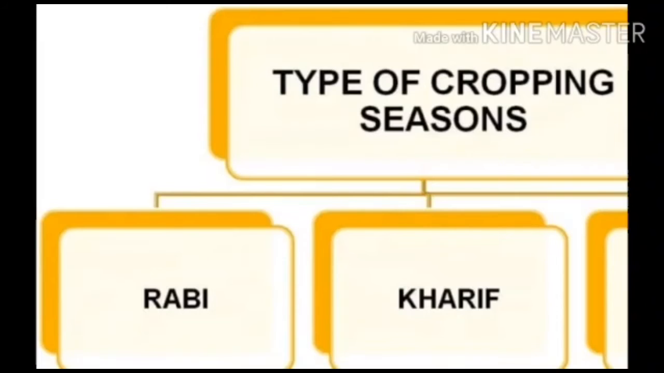Okay children, let's see the cropping seasons. India has two main cropping seasons. They are Rabi and Kharif. Rabi crops are grown in winter in the months of October and November. They are harvested in spring during the months of March and April. So children, the rabi crops are sown in winter in the months of October and November.